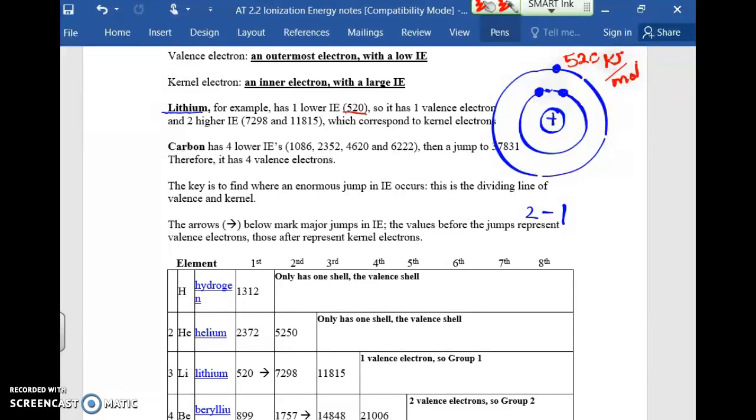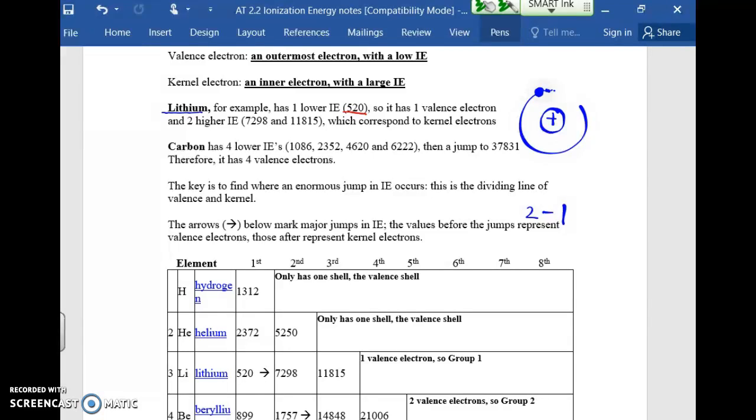Now, once I remove that outermost energy level, I'm getting down into the core. The core is much closer to the nucleus of the atom. And as a result, it takes a lot more energy, 7,298 kilojoules per mole, to remove that electron.